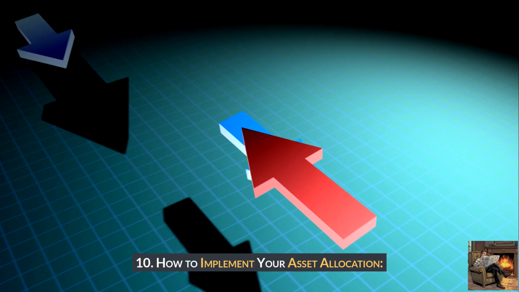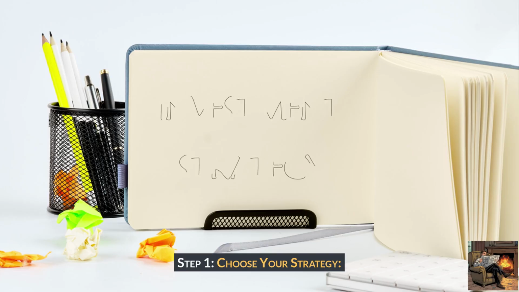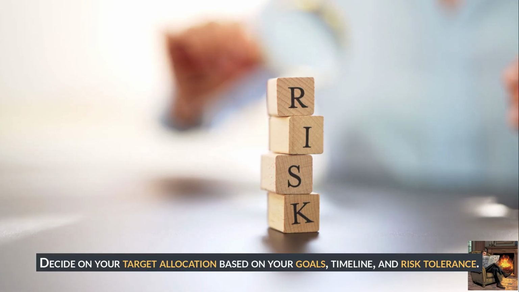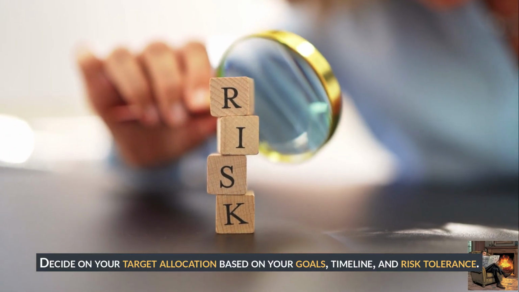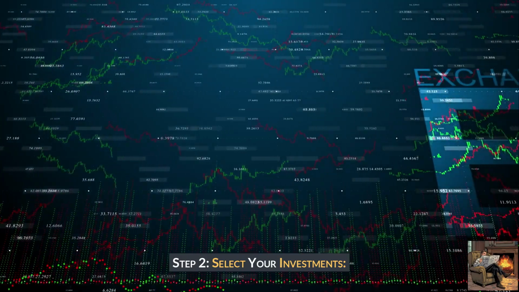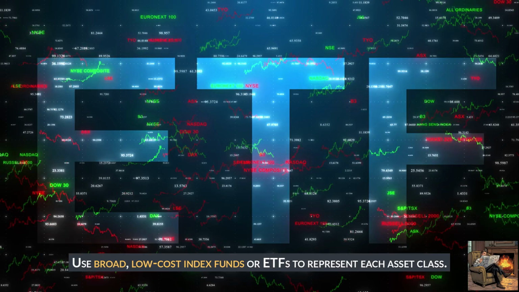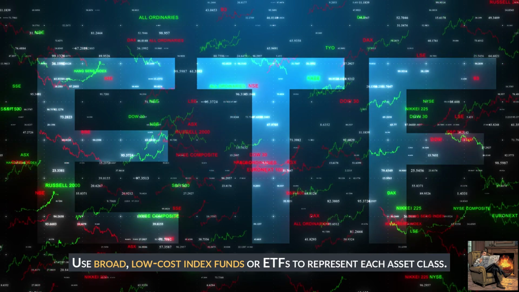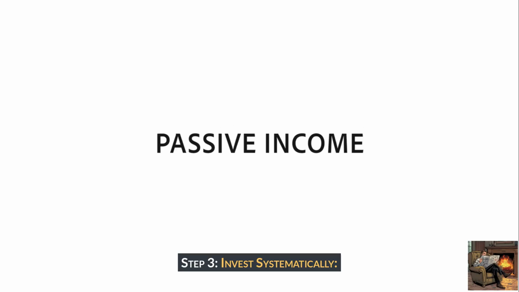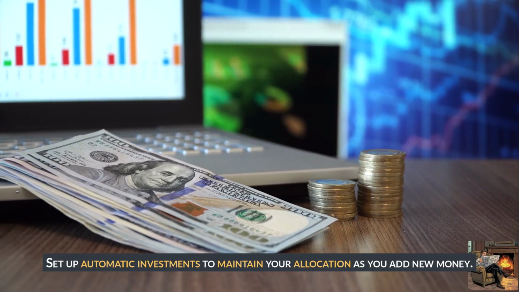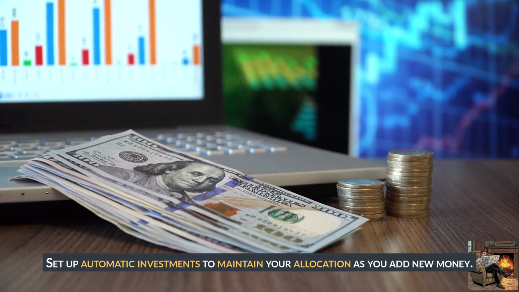10. How to implement your asset allocation. Step 1. Choose your strategy. Decide on your target allocation based on your goals, timeline, and risk tolerance. Step 2. Select your investments. Use broad low-cost index funds or ETFs to represent each asset class. Step 3. Invest systematically. Set up automatic investments to maintain your allocation as you add new money.